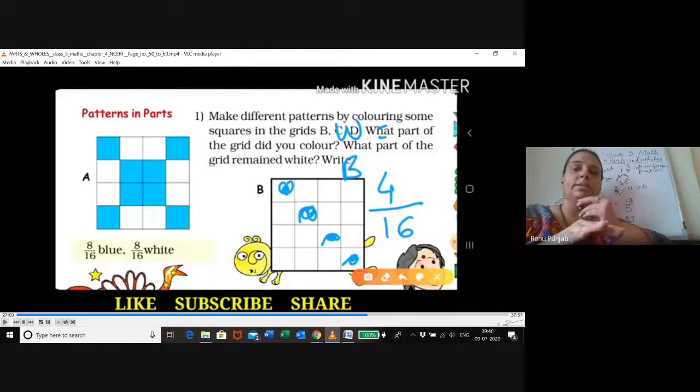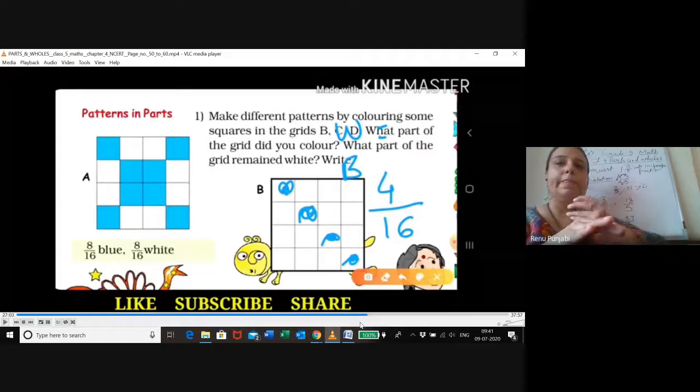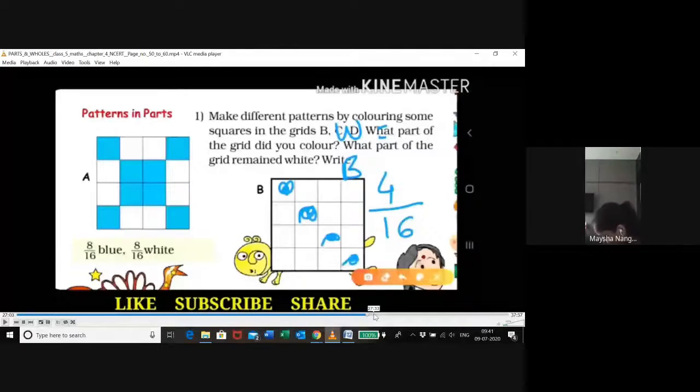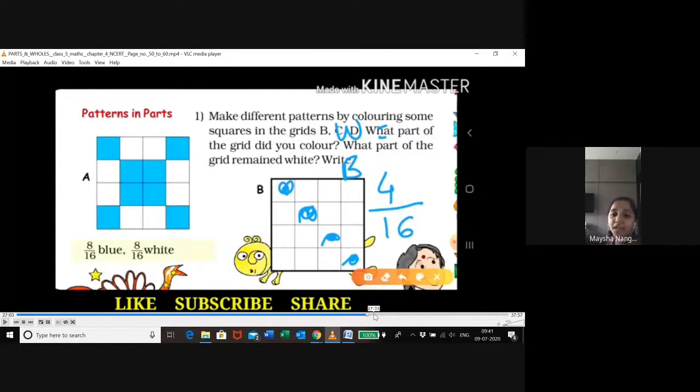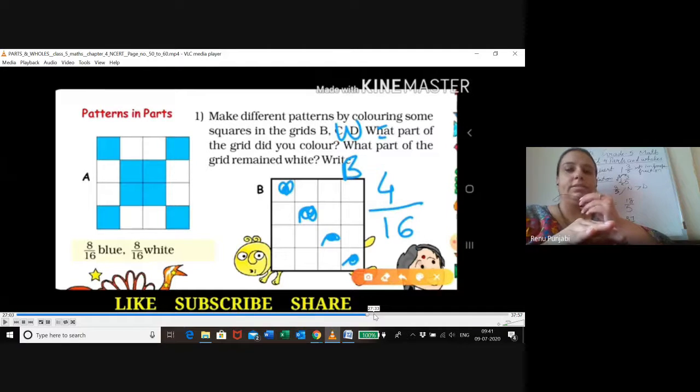Okay, clear children? Are you all clear? Yes or no? Show your thumbs up. Ma'am, I have a doubt. If we shade the pattern with a pencil, is it compulsory to write the color? Then you write black and white, yes, because your pencil color is black. And if you want to color it later on with the colors, then you write with the colors.